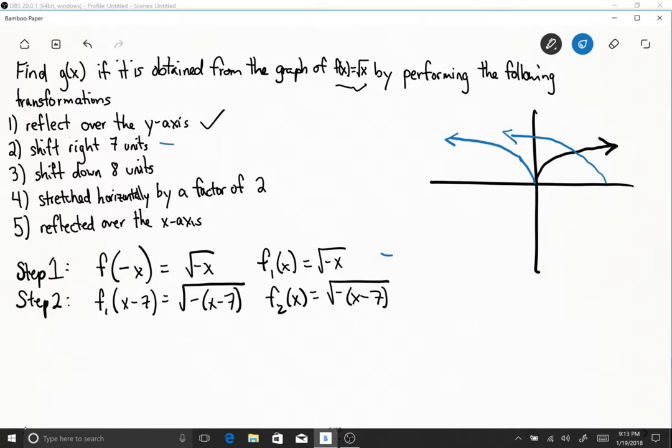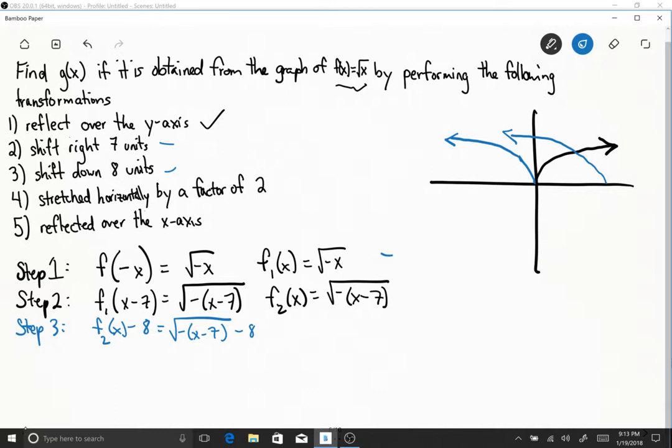Now what happens? Well, we want to shift down 8 units. So step 3, we take the previous graph, and so we're going to take f2 of x, and if we shift down 8 units, we go minus 8. So notice that's going to be the square root of negative x minus 7. Close that off, and then minus 8. Notice the parentheses in there.